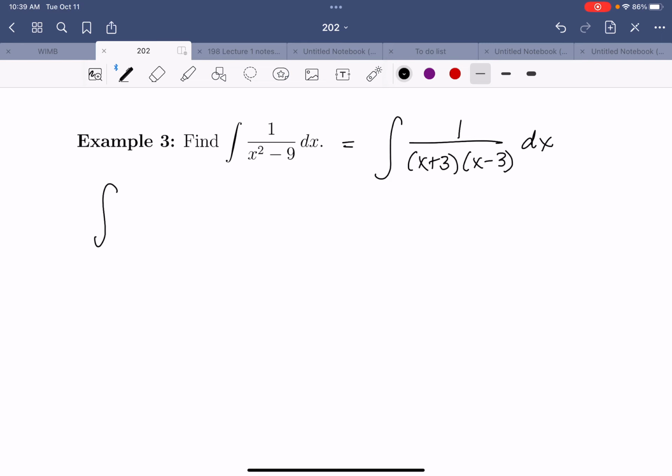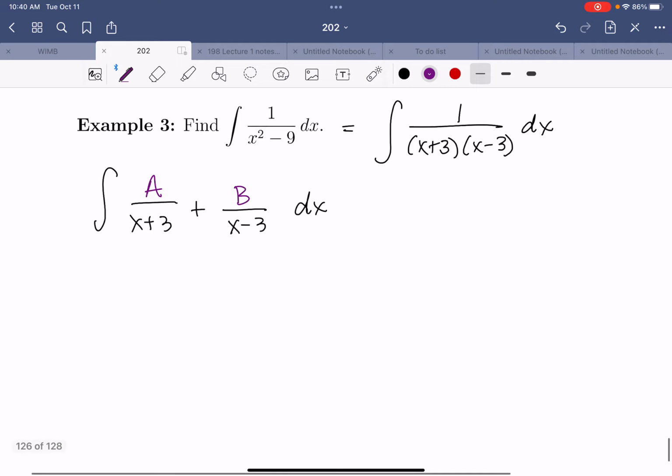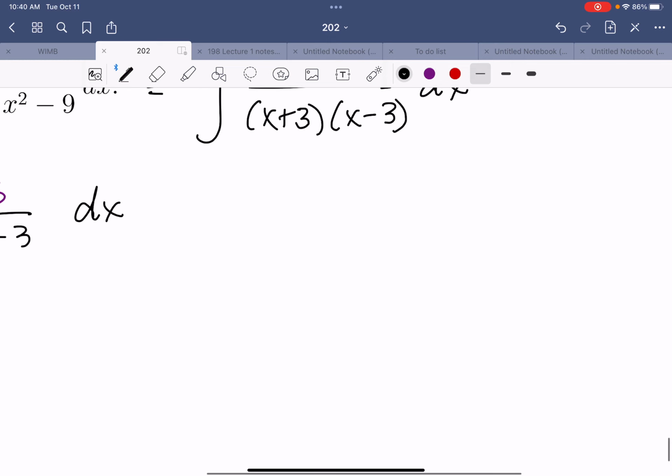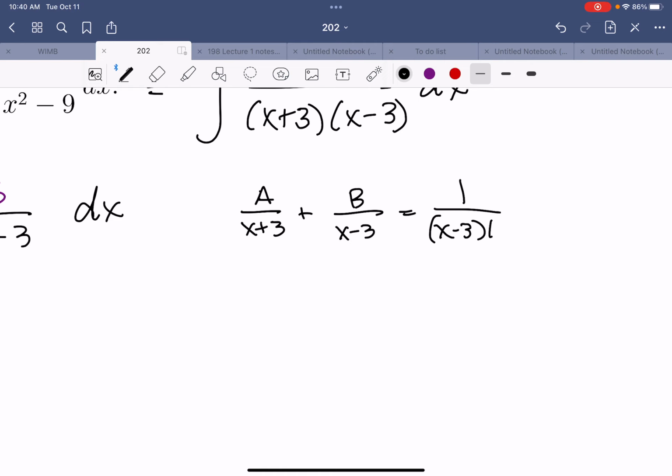These are both linear terms. So x plus 3 and x minus 3. And what do I plug above them? So these are linear factors. So a 1 degree less would be a random constant, would be a and b. Okay, so I need to go and find them. I've got a over x plus 3 and b over x minus 3 has to be 1 over those two multiplied together.